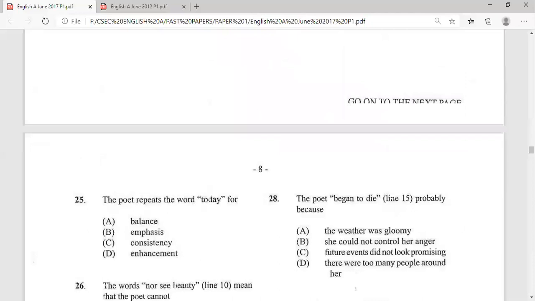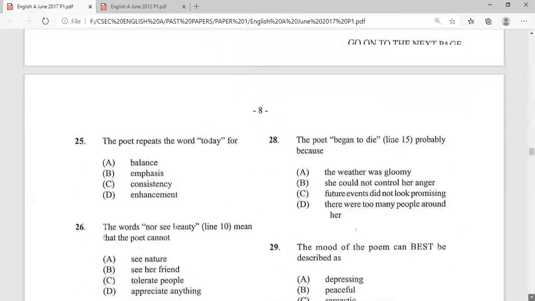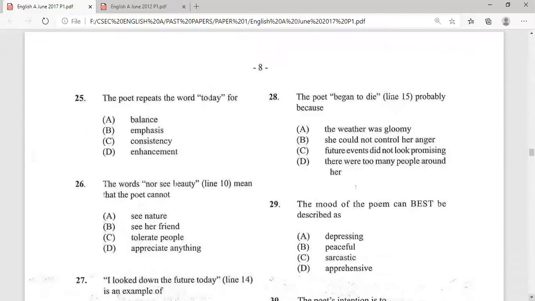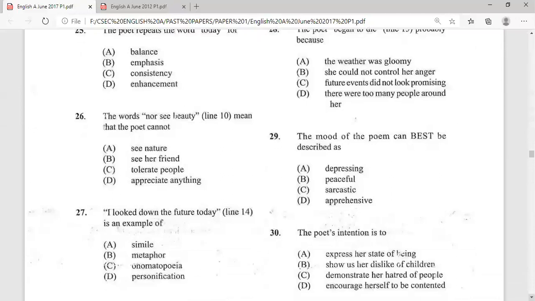Also, we're looking for the word today. We want to see why it was repeated. In line 15, it says the poet began to die. Oh no. Remember, poems aren't always literal, so we're looking out to see what's happening in this poem. We also want to find what the poet means by nor see beauty, and the mood of the poem. So we look for the mood of the poet and the mood of the poem.